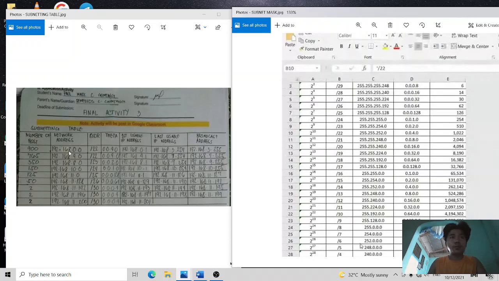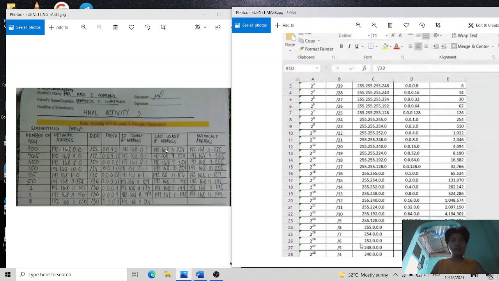You just minus 1 from the network address. 192.168.4.0 minus 1. 192.168.8.0 is 192.168.7.255. 192.168.10.0 is 192.168.9.255. The formula is network address minus 1. Get the network address minus 1 equals the broadcast address. That's the result.